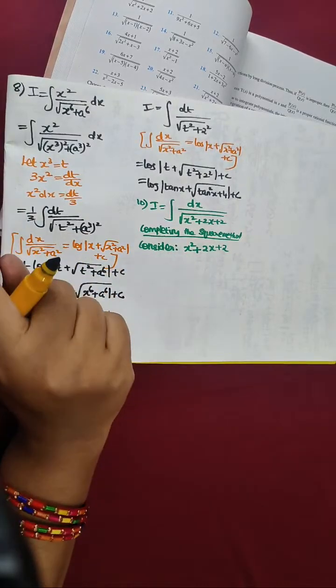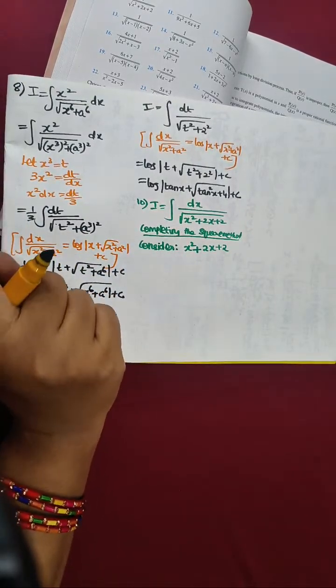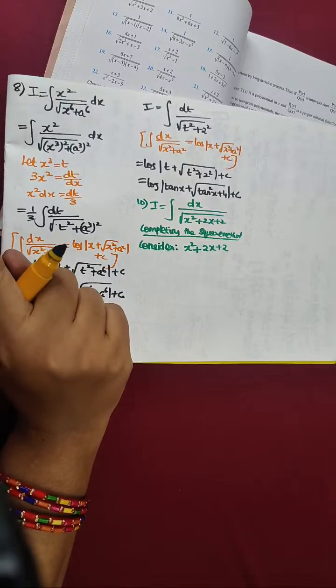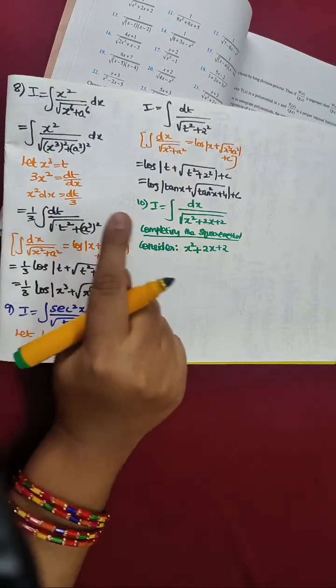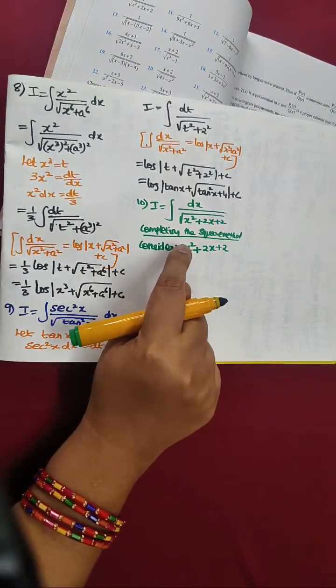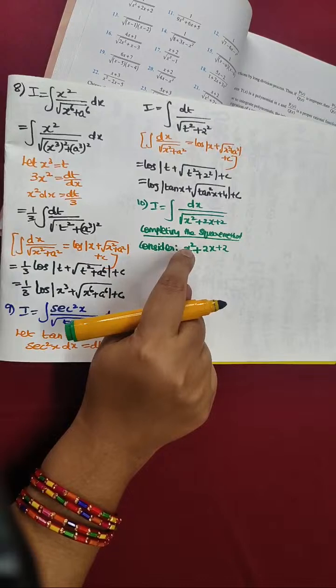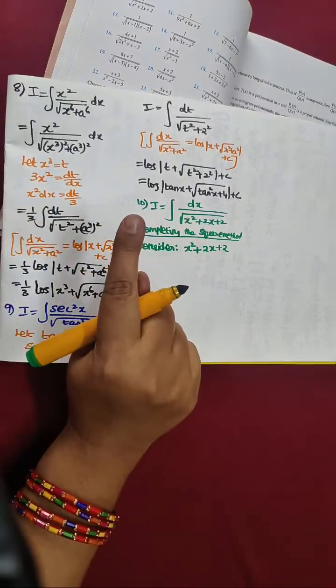So always the first step will be checking the coefficient of x square. It should always be plus 1. And if you check here, it is plus 1. So already step 1 is completed.